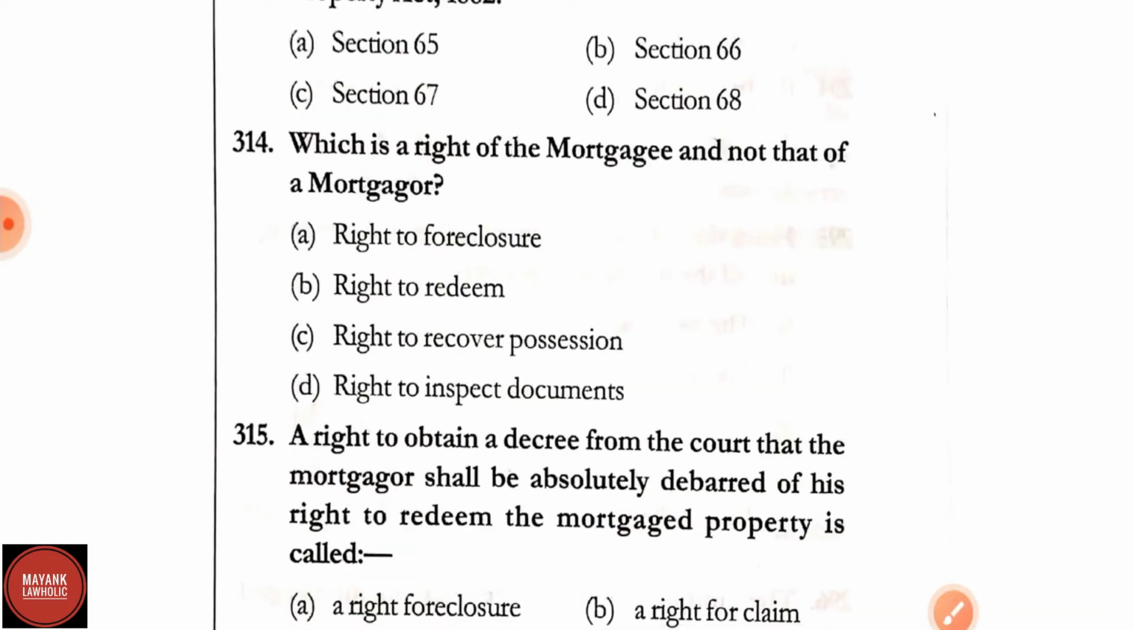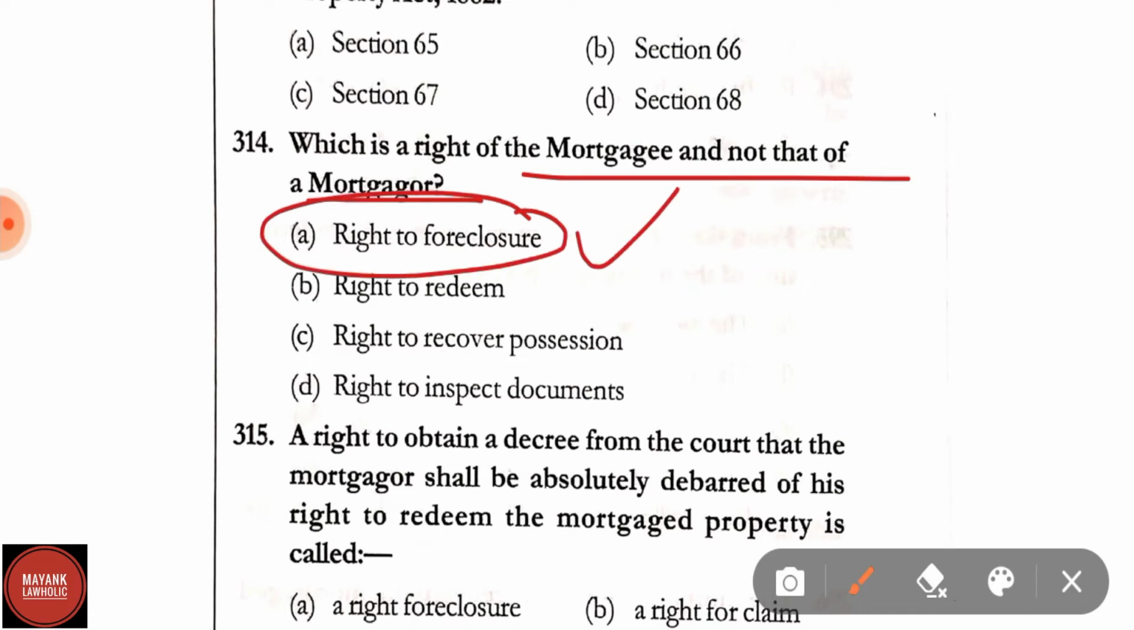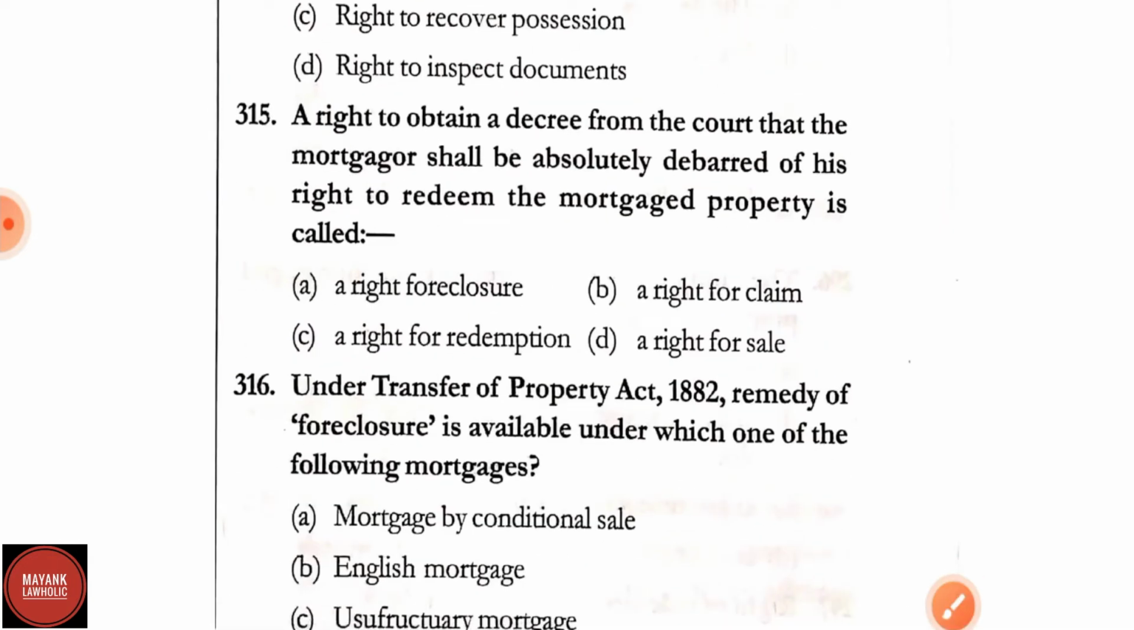Question number 314. Which is a right of the mortgagee and not that of the mortgagor? Options are: right to foreclosure, right to redeem, right to recover possession, right to inspect documents. Correct answer is option A, that is right to foreclosure. Right to foreclosure is a right of the mortgagee and not of the mortgagor. Question number 315.